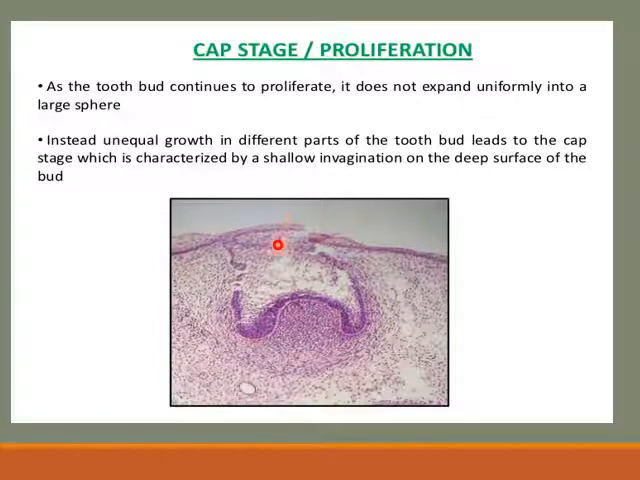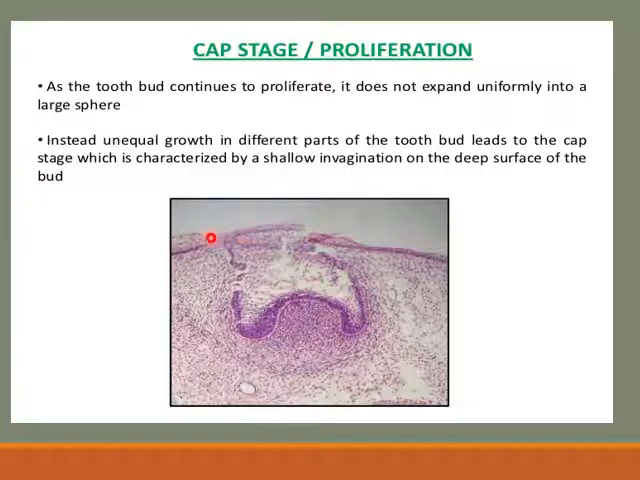Later on, the proliferation of the enamel organ continues. So there is invagination in this area from the pressure from the dental papilla toward the enamel organ, and also here the proliferation of the enamel organ toward the dental papilla. So the enamel organ morphologically represents a cup. The enamel organ looks like a cup, so the stage is called cup stage.